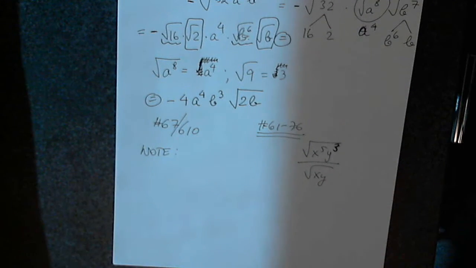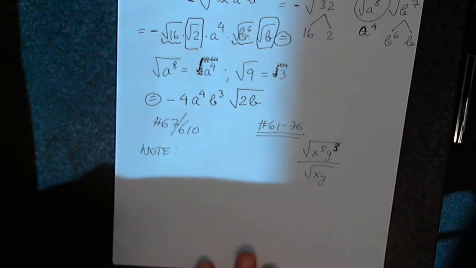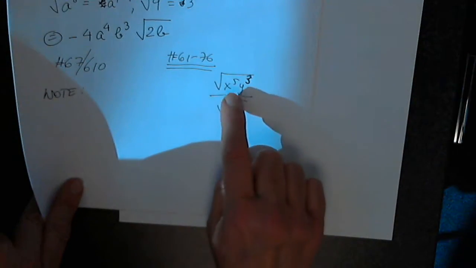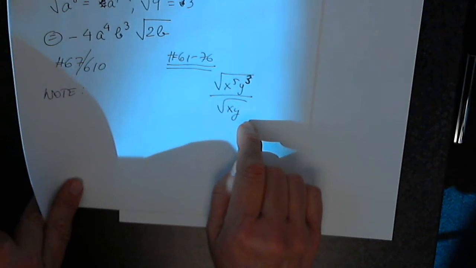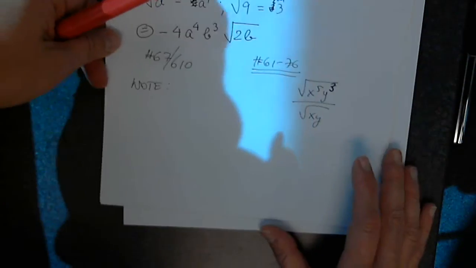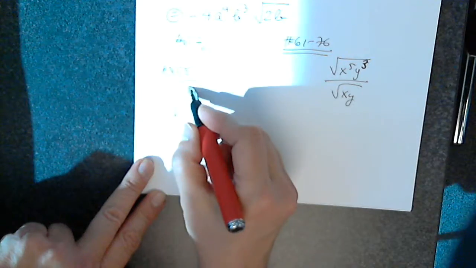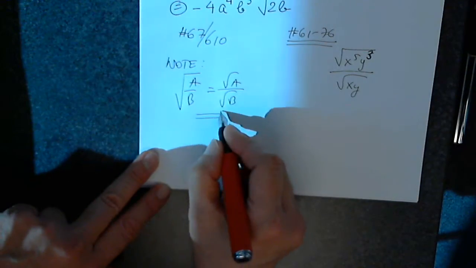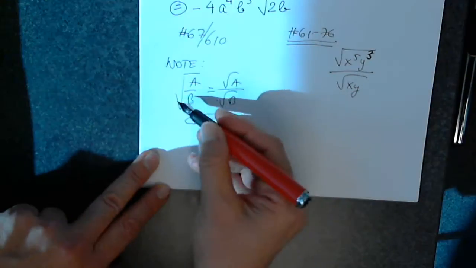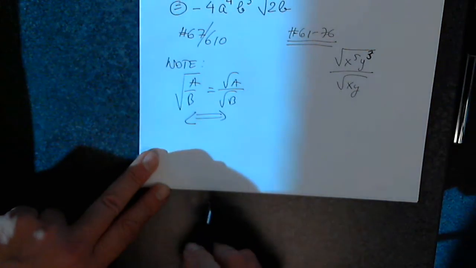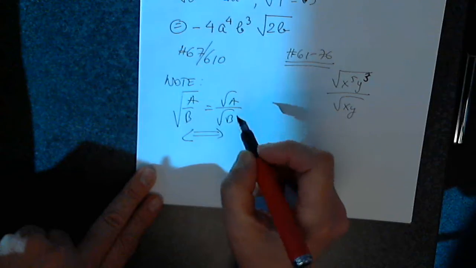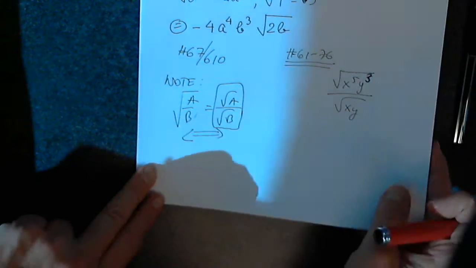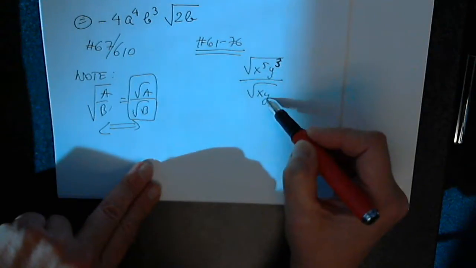Let me explain the note, and then we'll write it together. Can you see? So it's the square root of x to the fifth, y to the third, and the square root of xy. Remember the rule: the square root of a over b equals the square root of a over the square root of b. But this goes back and forth. If I have this, I can recover that. In this case, this was what I'm given, and I want to get this. Why do I want to get this? It's because I see the same factors.